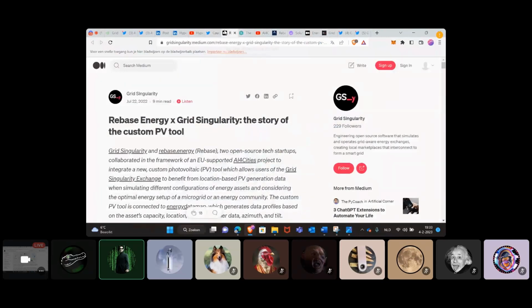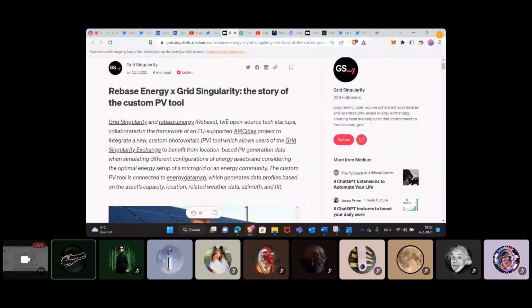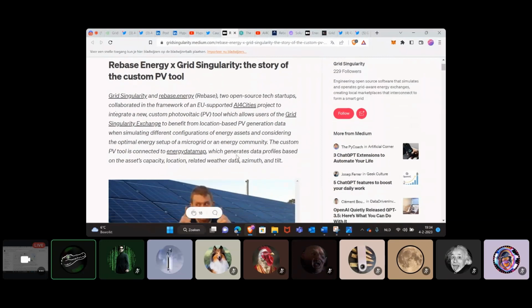Maybe this also brings me a bit to the artificial intelligence part, because you talked about artificial intelligence and how Grid Singularity is tying into that, and we didn't really speak much about artificial intelligence yet. But Grid Singularity and Rebase Energy are both open source tech startups, and they collaborated in this EU-supported Cities project to integrate EV tools for users of the Grid Singularity exchange to benefit from location-based solar generation data. So this is something that uses artificial intelligence and combines two open source platforms, both Rebase Energy as well as Grid Singularity.